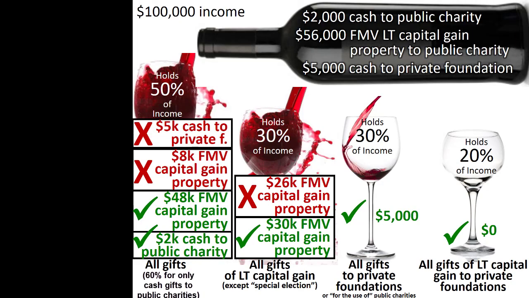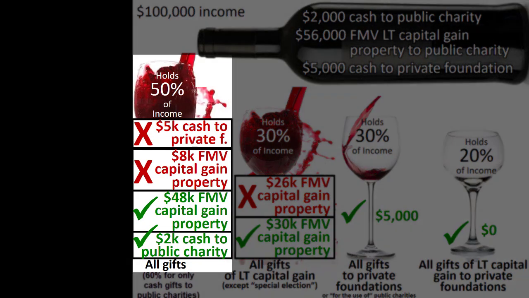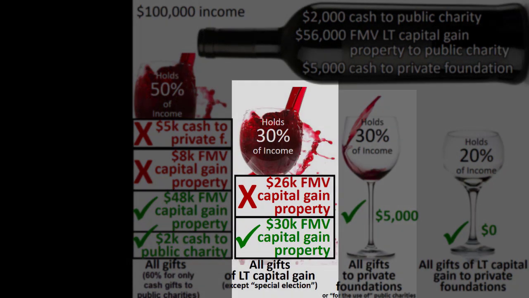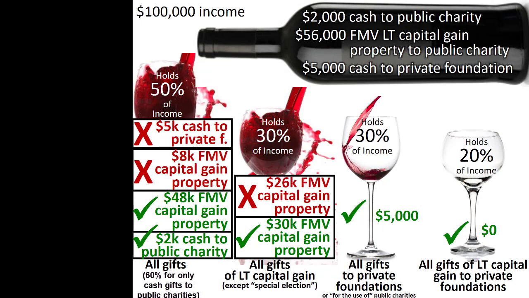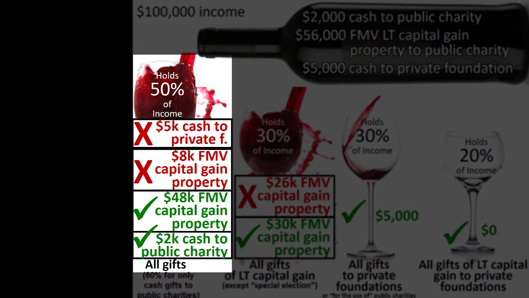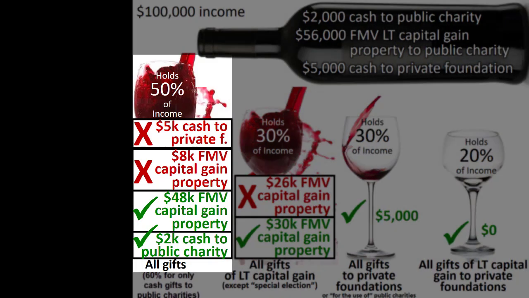Note that the gifts for the year must fit into each glass separately. The calculation for each individual glass is not affected by what happens to the other glasses. It is not appropriate, for example, to say that only $30,000 of fair market value long-term capital gain property gifts must go into glass 1 because the rest has spilled out of glass 2 already. Each glass is calculated without regard to the other glasses.